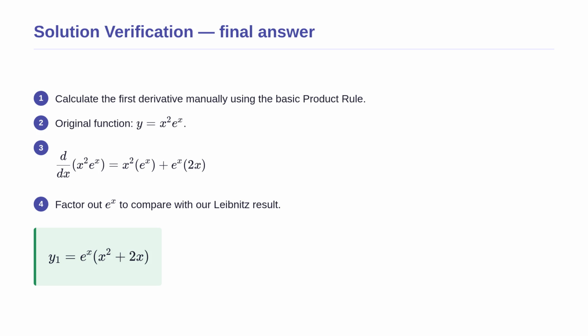To see if our shortcut worked, let us calculate the first derivative manually, using the basic product rule on the original function. The rule states that the derivative is the first function times the derivative of the second, plus the second times the derivative of the first.